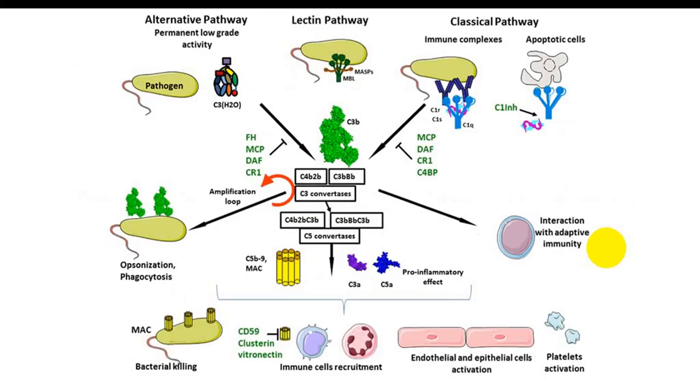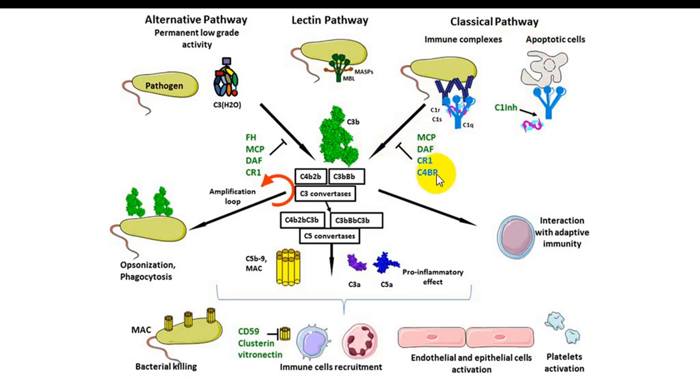This is one of the texts from the Murley et al. 2015 research paper, which deals with all three pathways in a nutshell. You have the alternative pathway, which has a permanent low-grade activity. The lectin pathway, which has mannose binding lectin. And the classical pathway. The classical pathway is activated by immune complexes and also by deposition of C1 inhibitor on the apoptotic cell. Once the classical pathway gets activated, it can be controlled by membrane cofactor protein, decay accelerating factor, complement receptor type 1, and C4b binding protein.